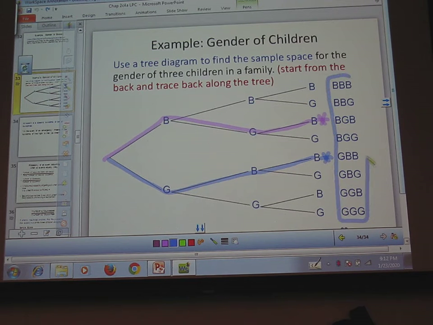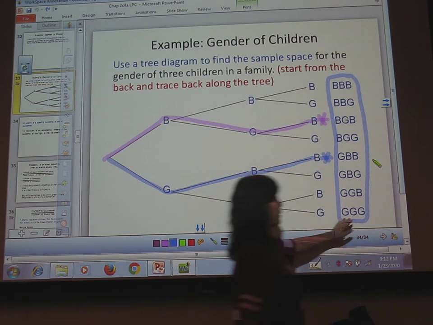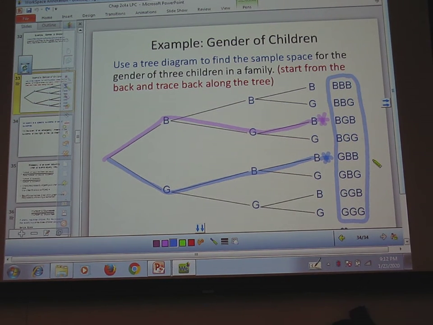These are all the possible outcomes. So write them in. That's my sample space. Write them all. Find them from your tree. Try not to copy them. Try to find them off the tree if you can. Trace through the tree, find them all.